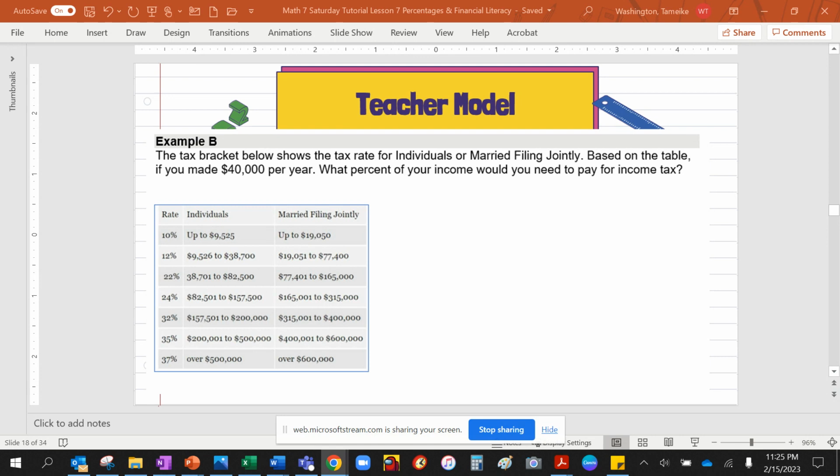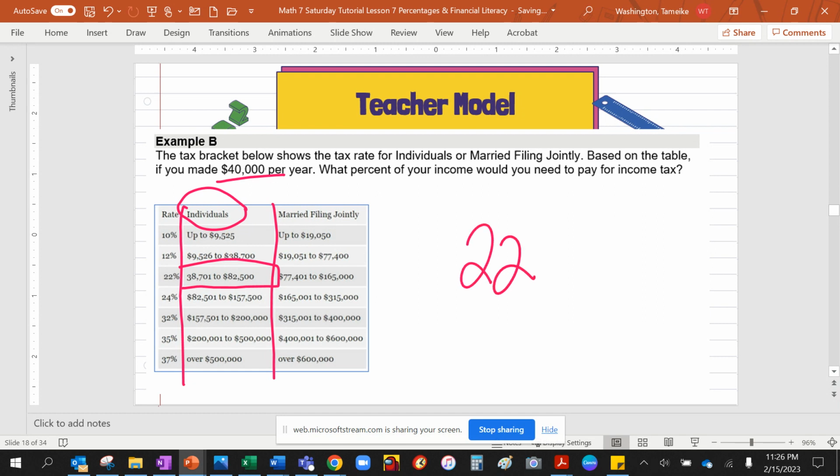Because you are an individual, we're going to be looking over here. Now, let's find a bracket that has $40,000. $40,000 is going to be between $38,701 and $82,500. So that means you're going to be paying 22% of your income for tax.